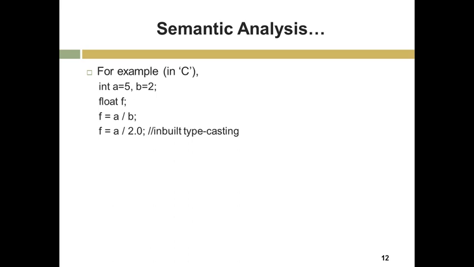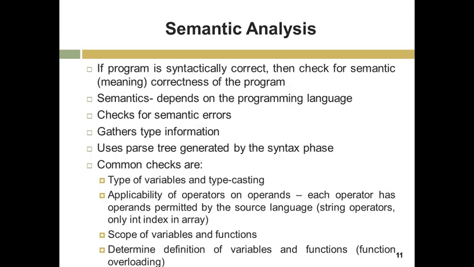It will check the data type on both sides. If they are compatible with each other, then implicit typecasting is performed if required. In the second example, f equal to a divided by 2.0, again one operand is float, so here we will get the value of f as 2.5. So this inbuilt typecasting is done by the semantic analysis phase.